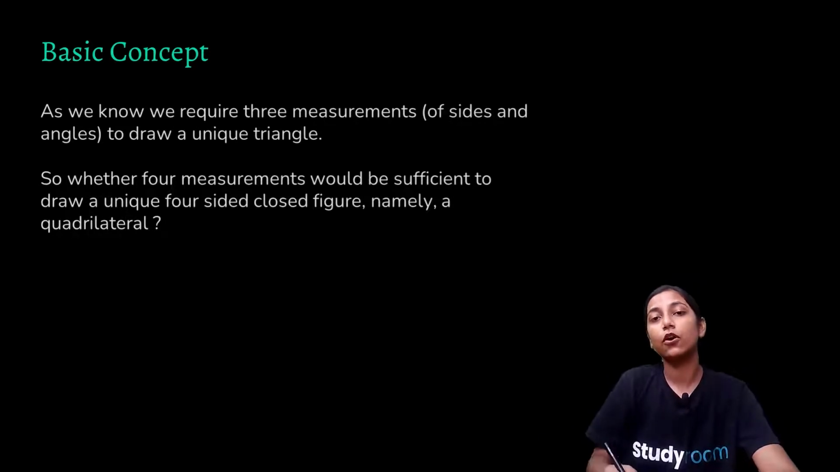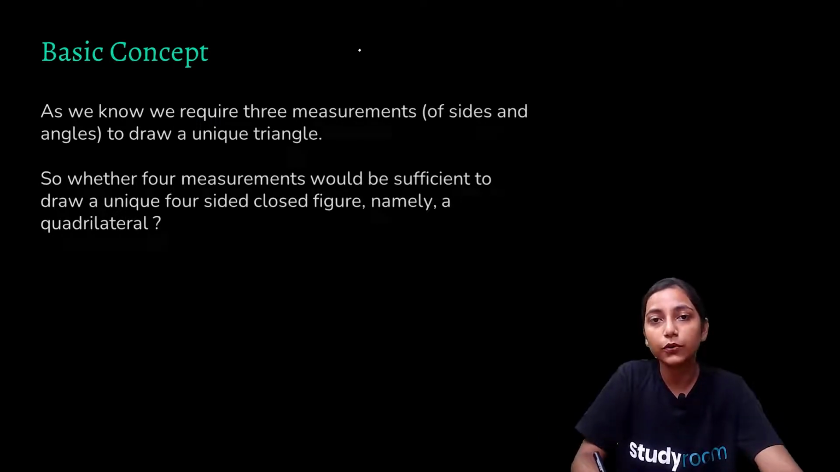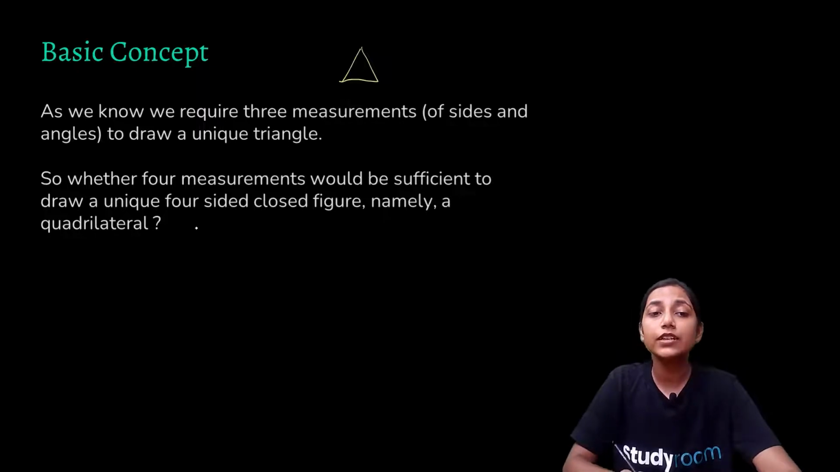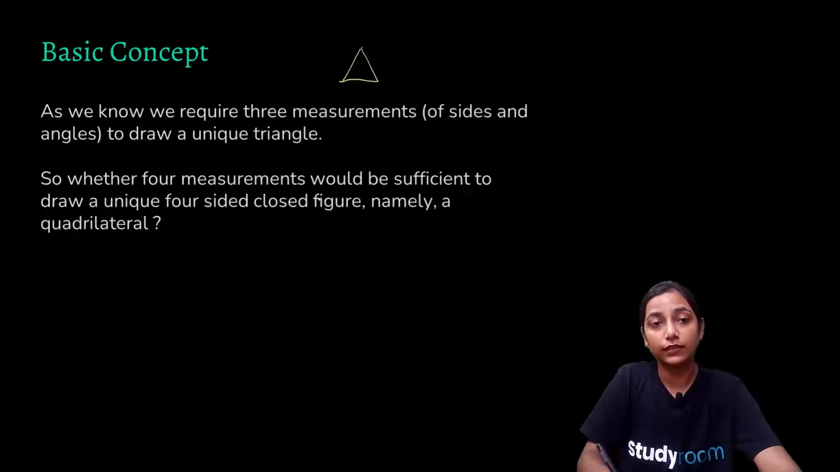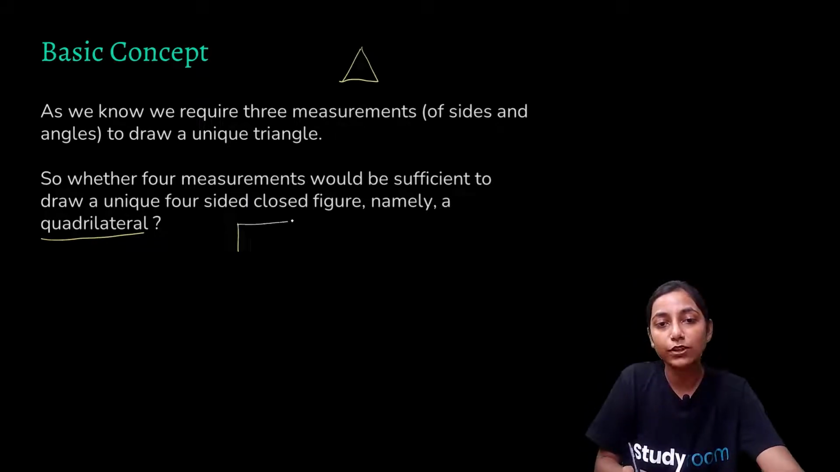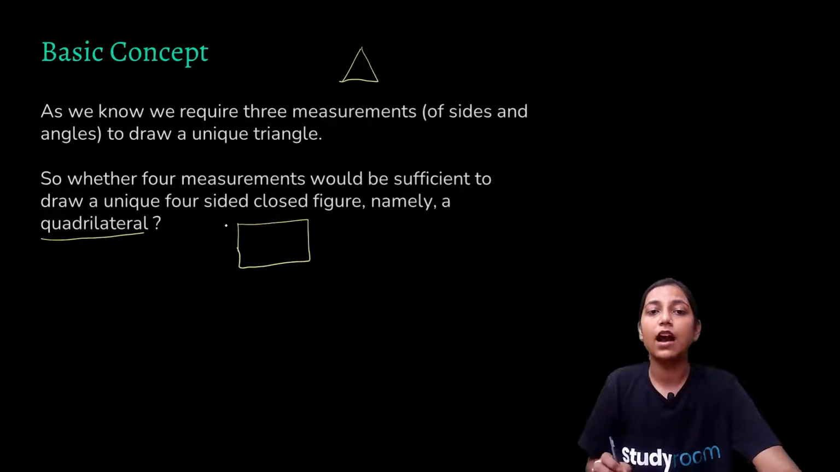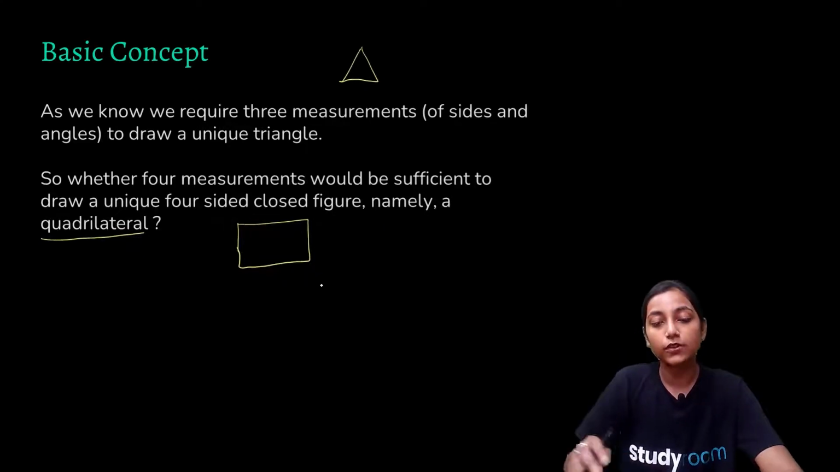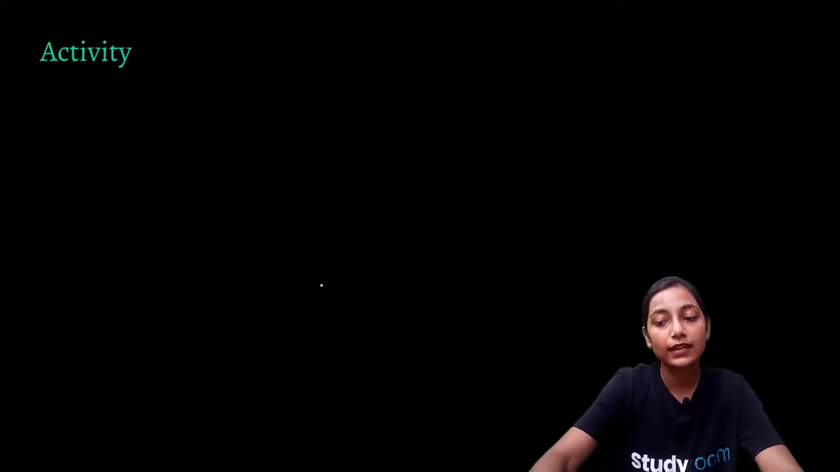We already know that in order to draw a unique triangle, we need three measurements of sides and angles. Now the question that arises here is: in order to draw a unique four-sided closed figure, that is a quadrilateral, are four measurements sufficient? The answer to this question we'll be finding in this chapter.